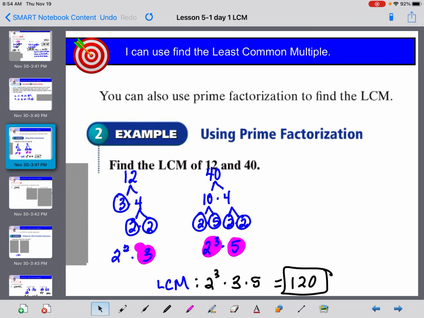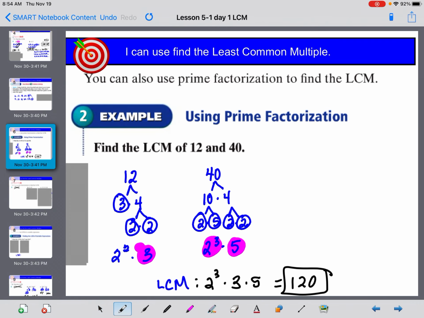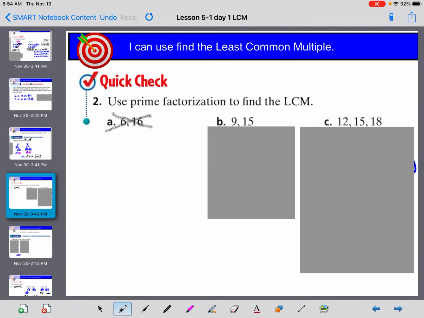Notice that 12 and 40 both have factors in common, so I can't just multiply those two numbers together. You'll get the wrong answer. You'll get a common multiple, but it won't be the least common multiple. All right, so give these a try. Pause the video. Try B and C. You can cross out letter A, and then come on back to compare your answer to mine.